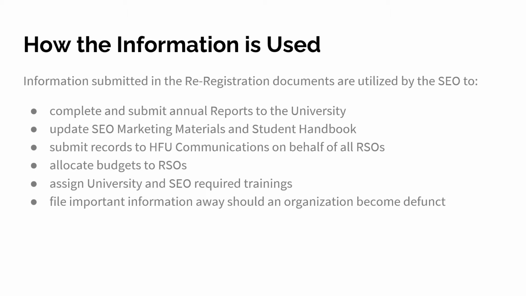More information about the budgeting process will be mentioned later in this training and is also further explored in the Finances and Contract training. The RSO Executive Board rosters will be utilized to assign university and SEO required trainings, in addition to ensuring that all appropriate stakeholders are kept informed on the happenings of the Student Engagement Office. Finally, the Student Engagement Office keeps virtual records of all submitted documents in our archives to ensure that important RSO information is not lost during transitions between semesters and executive boards.